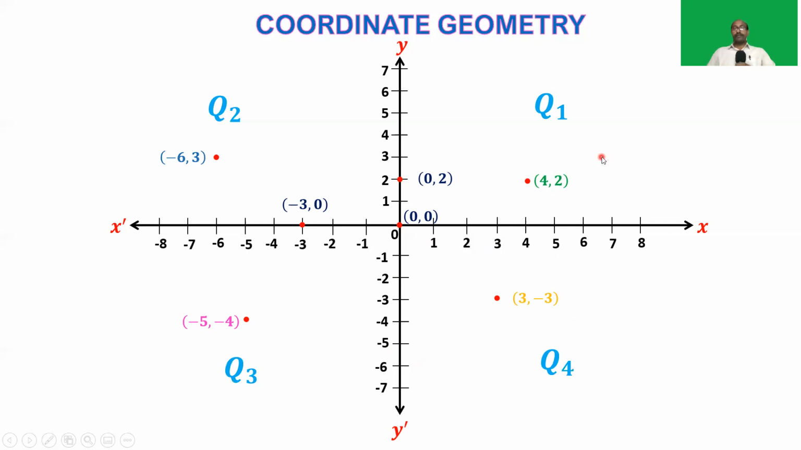And the coordinates of any point in first quadrant are positive, and in second quadrant, first is negative and second one is positive, and third quadrant both are negative, and fourth quadrant first one is positive and second one is negative, like this. We can see examples in these points. Okay.